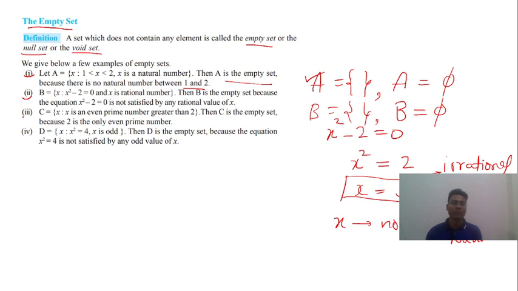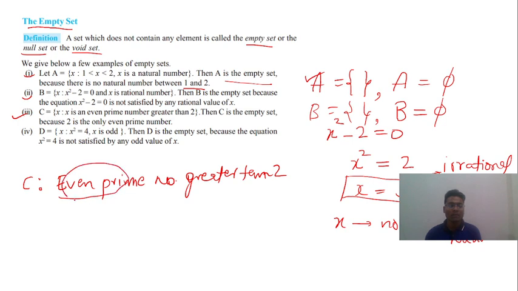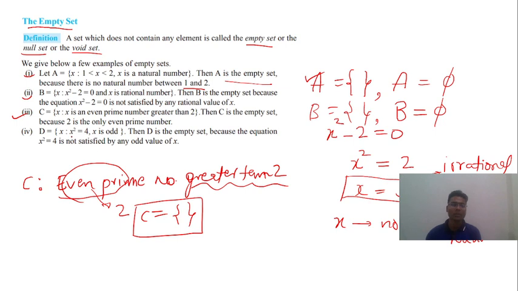So you can represent an empty set by simply empty brackets, or you can write B is equal to phi. Coming to example number 3, which tells us C = {x such that x is an even prime number greater than 2}. But the only even prime number we have is 2. They are seeking greater than 2, so we definitely have nothing. So you just write open bracket, just an empty set. So C is an empty set.